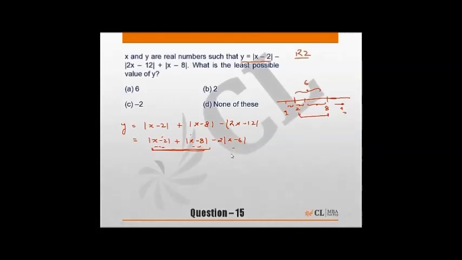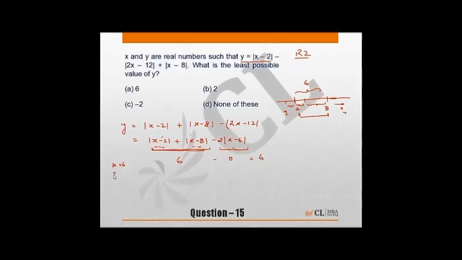Now let's look at the third one also, twice into mod of x minus 6. Since we want to minimize the value of this expression, let's check out what happens when the value of x changes for mod of x minus 6. Okay. Now at x equal to 6, this expression will be 6 while this will be 0. Or the value of y will be 6.